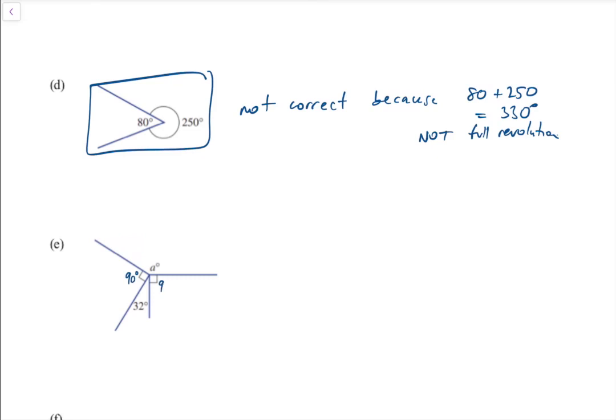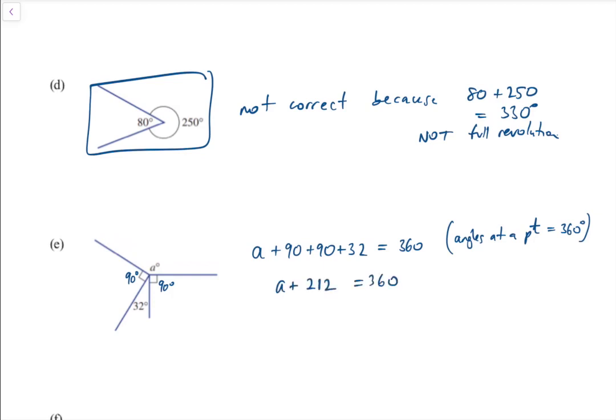Let's go to part E. Where there's a right angle symbol, I know they're 90 degrees. So for this question, I've got an A, I've got a 90, I've got another 90, and I've got a 32. They all have to add up to 360 because angles at a point, I'm going to abbreviate point, equals 360 degrees. Now, 90 plus 90 plus 32 adds up to give 212. And then we're going to minus 212 from both sides. Let's restart. Minus 212. And now I get A equals 360 minus 212 equals 148 degrees. So that's what A is.